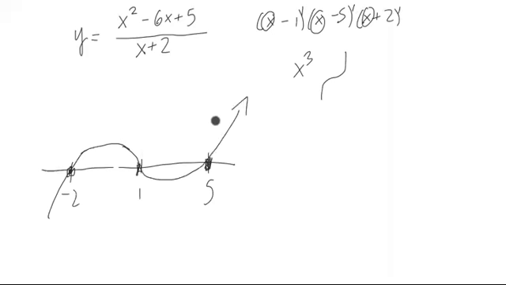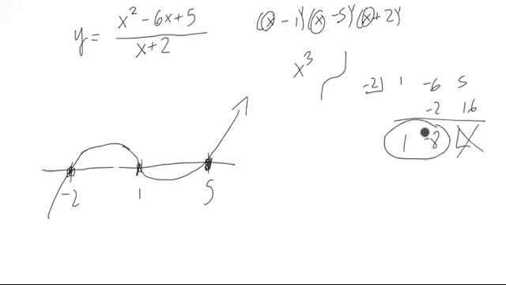Now the next step is to get the end behavior asymptote. To get the end behavior asymptote, we do a division. So -2, 1, -6, 5, 1, -2, -8, 16, and we can just ignore the remainder and just take the quotient from doing that division. So this is just x minus 8, and it's y equals that. So y equals x minus 8.